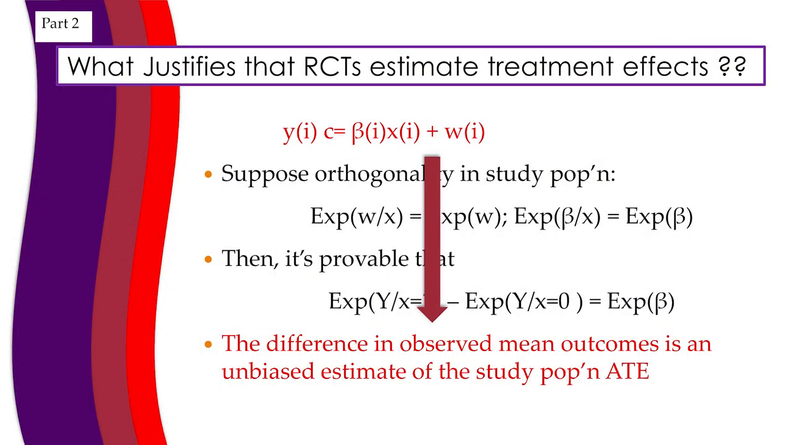Okay. So what justifies that randomized controlled trials estimate treatment effects? Well, I'm not going to bother to give you the little argument here, but you start out with a potential outcomes equation, and notice it's supposed to be causal, right? We're supposed to have the causes on the right.